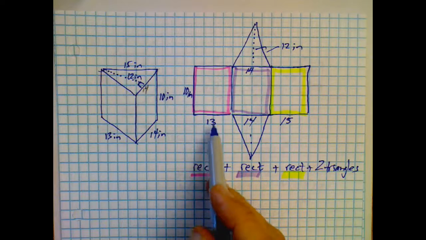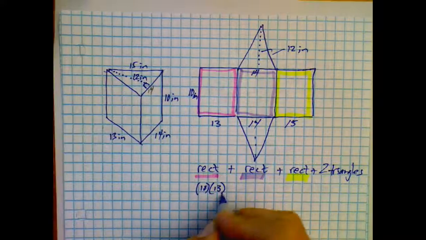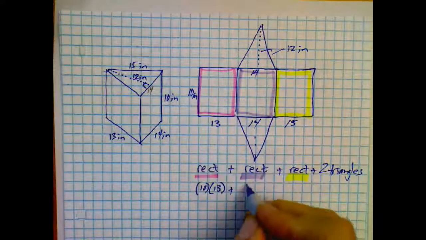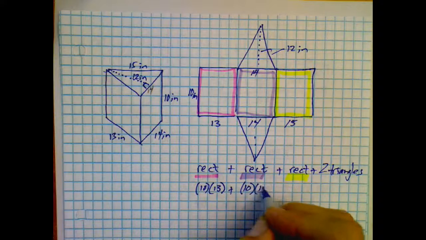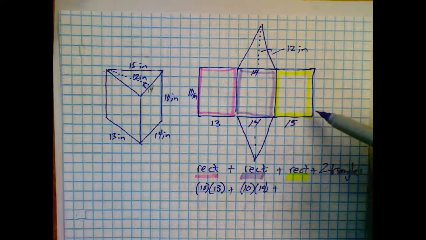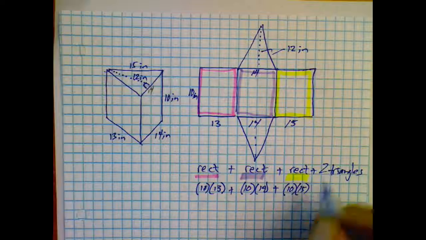And now I just need to write in some values. So the pink rectangle I can see is 10 by 13. I'm going to add to that the purple rectangle, which is 10 by 14, plus my yellow rectangle, which is 10 by 15. So there's my three rectangles.